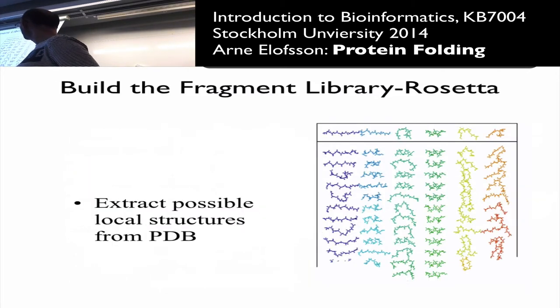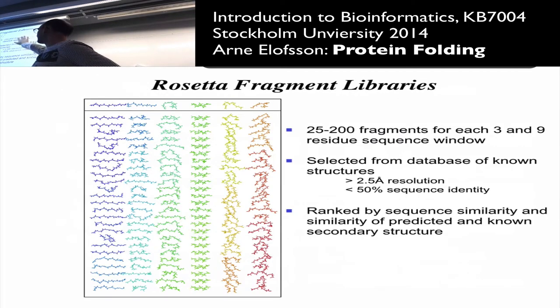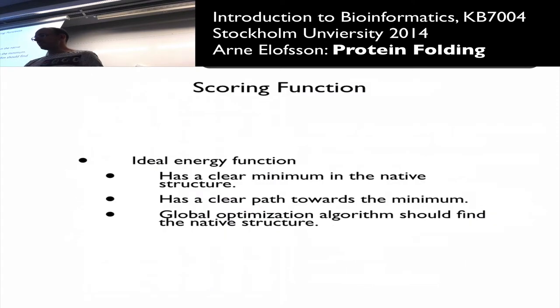Let's have a picture again, the fragment library. The idea is, of course, that you have no homology, so you take away everything that's too identical, and you do some clustering, etc. So the fragments are not identical in every case, and you generate anything from 25 to a few hundred different fragments, and you can have some rankings, so the most similar sequences are most likely to be chosen. But these are details. The idea is really that these fragments are the way to replace things, and then you have an energy function.